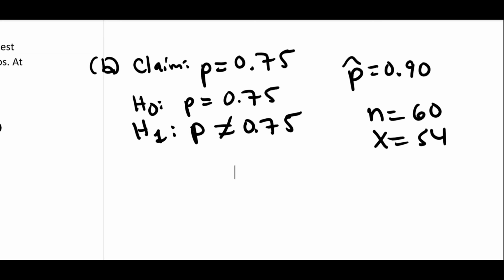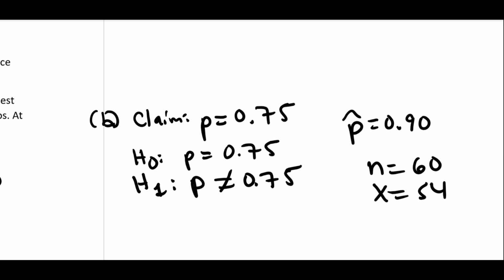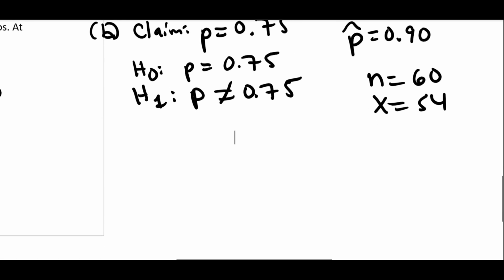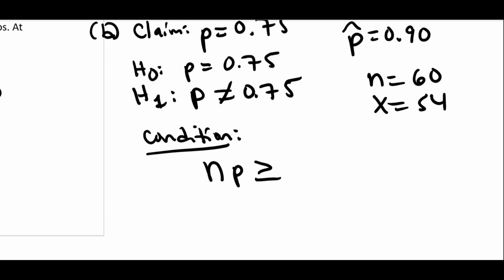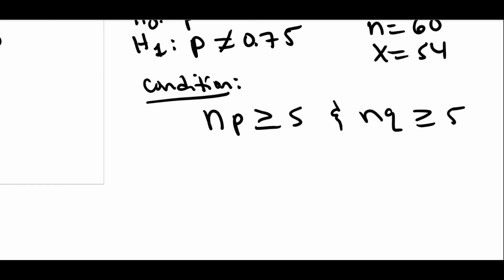Okay, so clearly, since we're dealing with proportions, percentages, that kind of stuff, we're going to be using some kind of z-test for a proportion, right? But first off, we got to see if we can actually do the test, because it's possible that we can't use the test at all. So what is the condition? Remember that the condition was that n times p has to be greater than or equal to 5, and n times q is greater than or equal to 5. Both of those have to be true, so we're going to test to see if that's true.